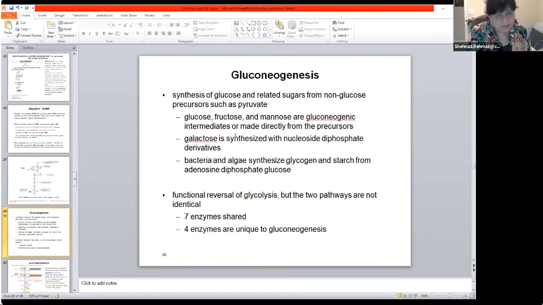So when you look at glycolysis and gluconeogenesis, they look almost as if it is a functional reversal. So gluconeogenesis is just a functional reversal, but the two pathways are not identical. So we cannot say that they are totally identical. Seven enzymes are shared by the two pathways, but four enzymes are unique to gluconeogenesis. So you'll need those four extra enzymes to be able to reverse this pathway. So it's not a truly reversal pathway of glycolysis, it's a functional reversal.